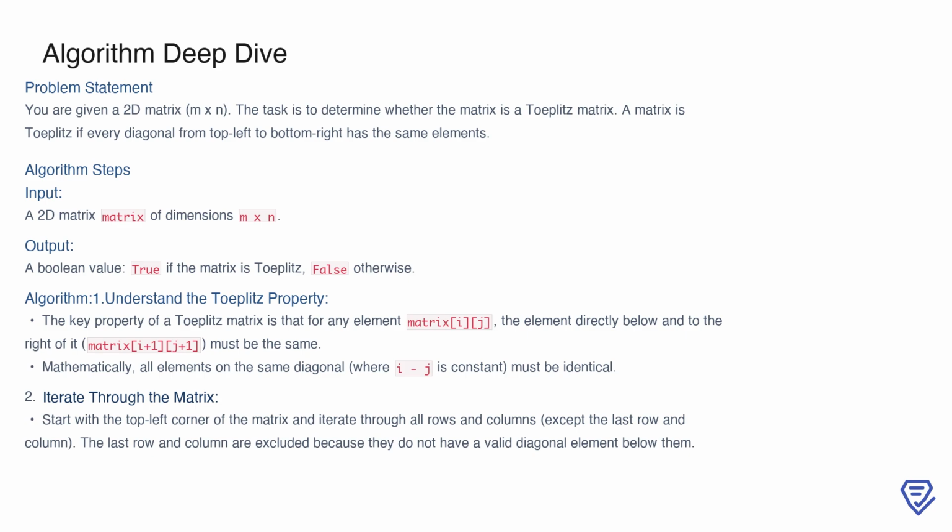Mathematically, this means all elements along the diagonal share the same i-j value. Next, we iterate through the matrix. We exclude the last row and column from our checks because those elements do not have valid diagonals below or to the right. This ensures that we only focus on elements that can be compared to their diagonal neighbors, reducing unnecessary computations and keeping the algorithm efficient.